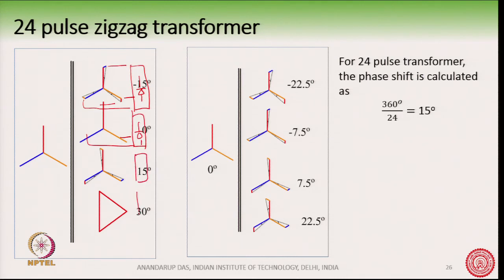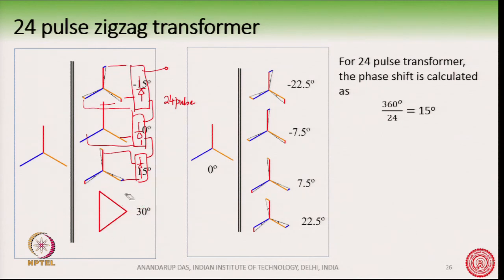Similarly, there is a rectifier here, and there is a rectifier here. So, there are 4 sets of rectifiers here, and these 4 sets of rectifiers will be series connected, so that we get a 24 pulse voltage output here. Each rectifier gives 6 pulse, and 4 rectifiers will give us a 24 pulse rectifier output.